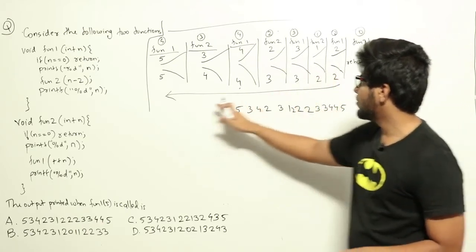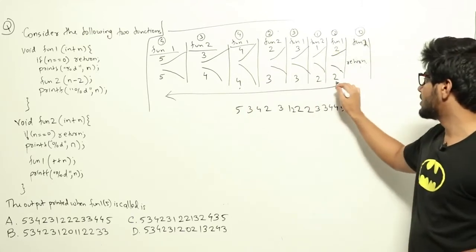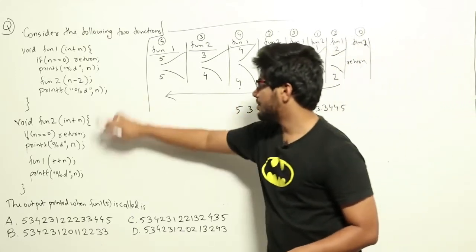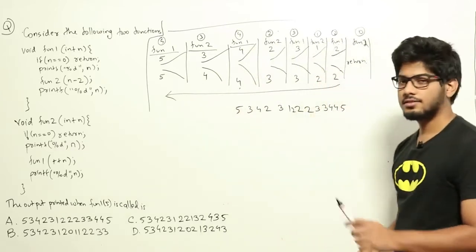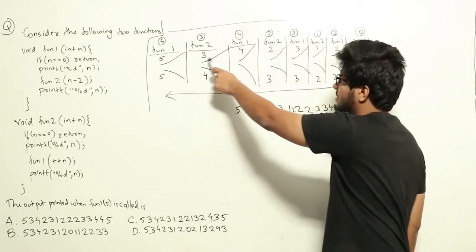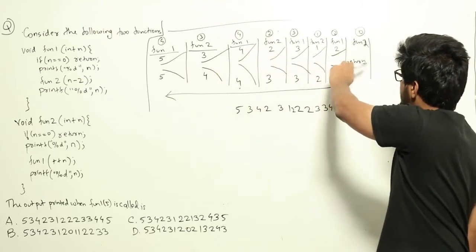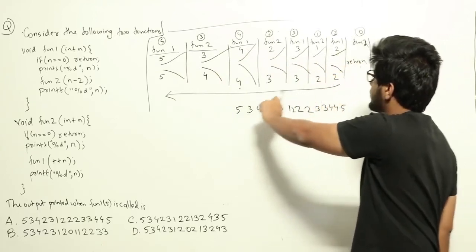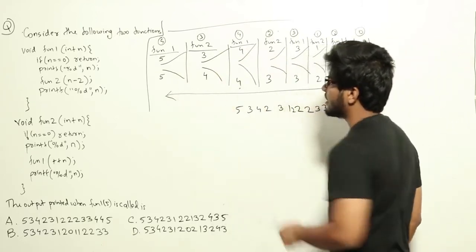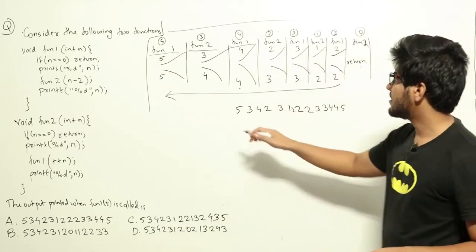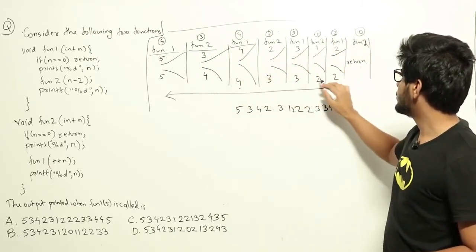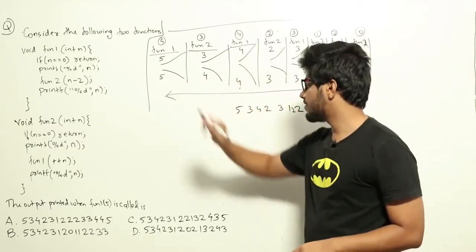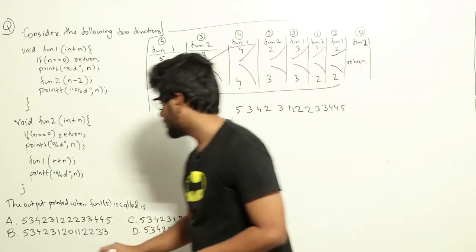And in the stack now, all these functions are there. It will keep on printing that final printf statement. All these numbers will be printed, and then it will exit. So starting, it will print all these numbers in this order, and then it will return from the inside function, and then it will print all these values in this order. So the answer is 5 3 4 2 3 1 2 2 2 3 3 4 4 5, which is option A.